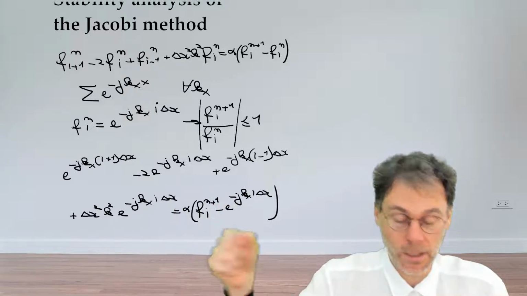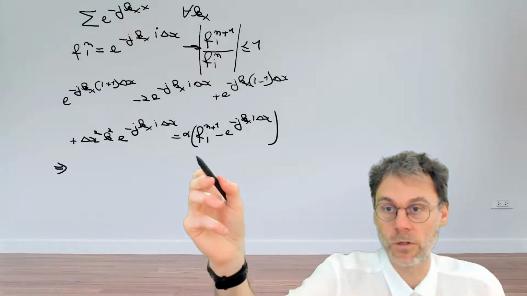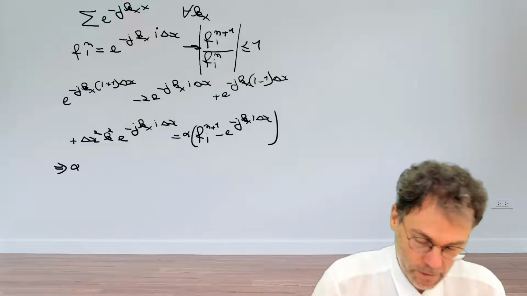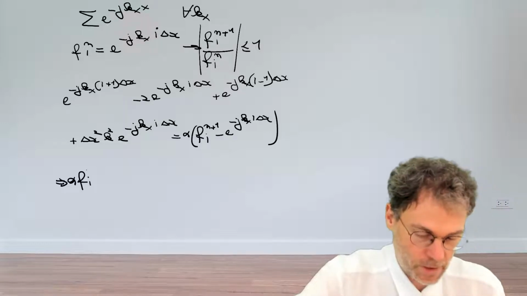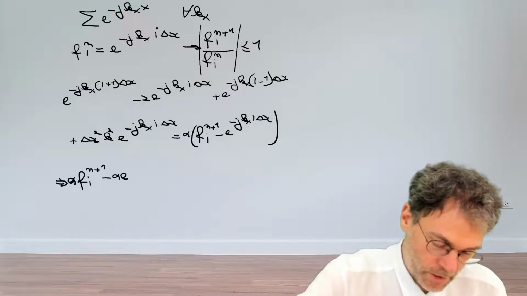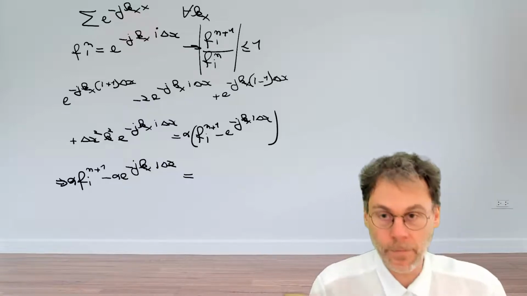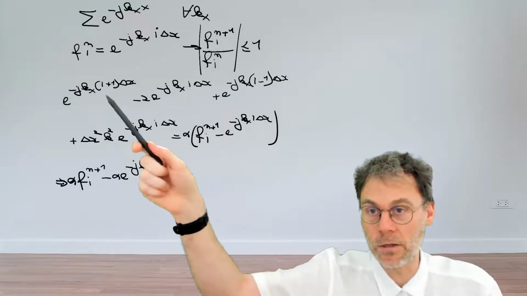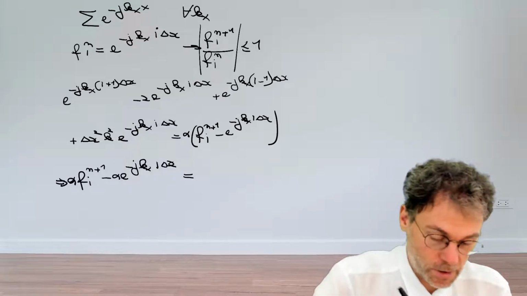So now let's try and isolate f_i^{n+1} here. So what we're going to do is first focus on the right hand side and then expand this. So we have alpha f_i^{n+1} minus alpha exponential minus j kx i delta x is equal to that big left hand side here. Now everywhere you see that we can factor out an exponential, so let's do that.